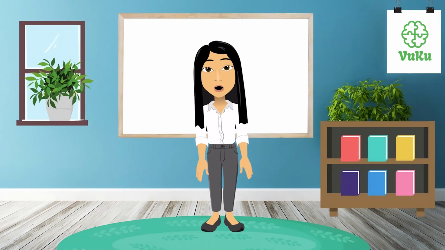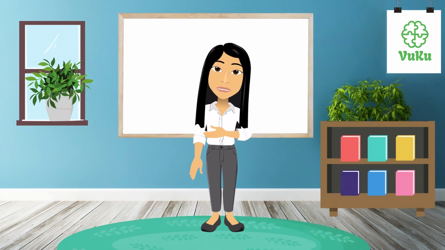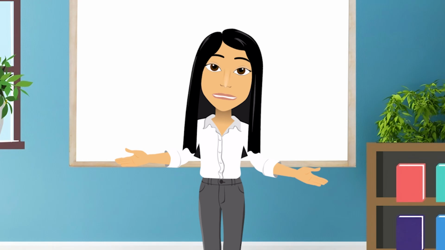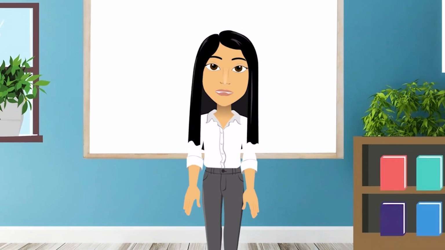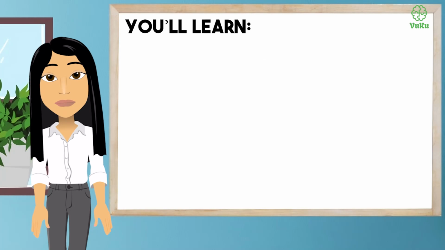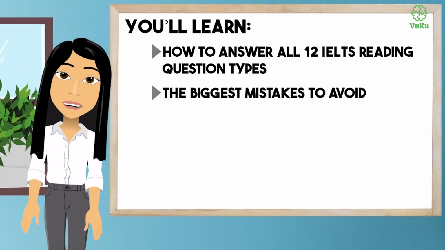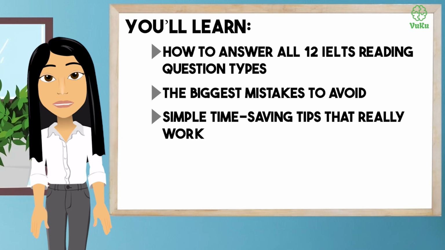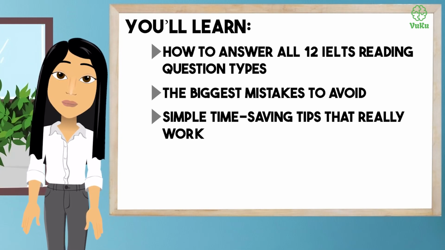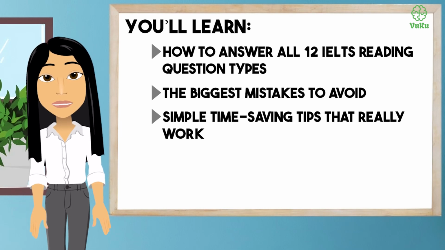Want a higher IELTS reading score? If the questions feel confusing or you run out of time, this video is for you. Welcome to the only IELTS reading strategy you need in 2025, perfect for ESL learners and anyone aiming for Band 9. You'll learn how to answer all 12 IELTS reading question types, the biggest mistakes to avoid, and simple time-saving tips that really work. Whether you're taking academic or general training, these strategies will help you read faster, understand better, and feel confident on test day.